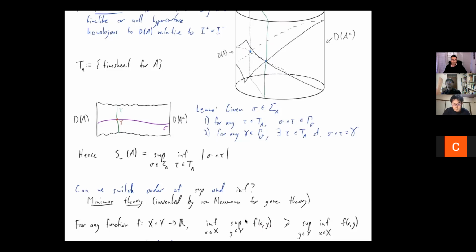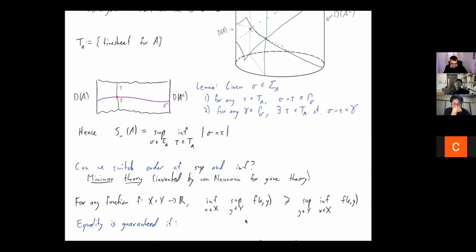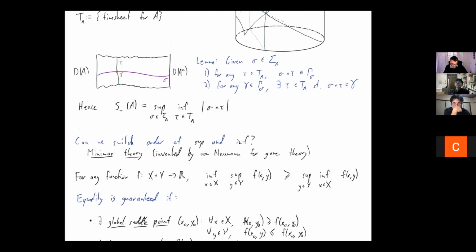Let me give two examples of such conditions. The first one is really very simple. If there's a pair of points x naught, y naught, which guarantees that you have minimized with respect to x fixing y, and maximized with respect to y fixing x, then necessarily this minimax and this maximin are both equal to f of x naught, y naught. It's very easy. I'm not going to go through the reasoning, but if you just spend a couple of minutes, you can easily convince yourself of this. So if you can prove that there exists what I call a global saddle point, then the minimax equals the maximin.